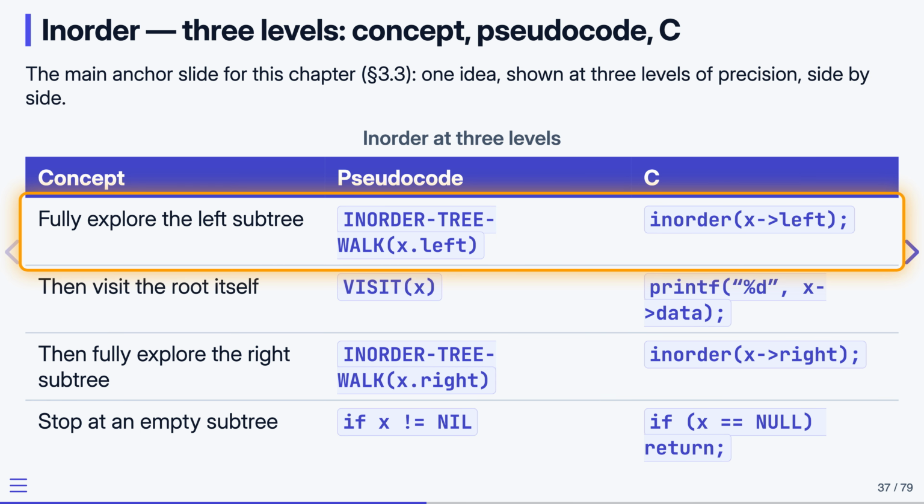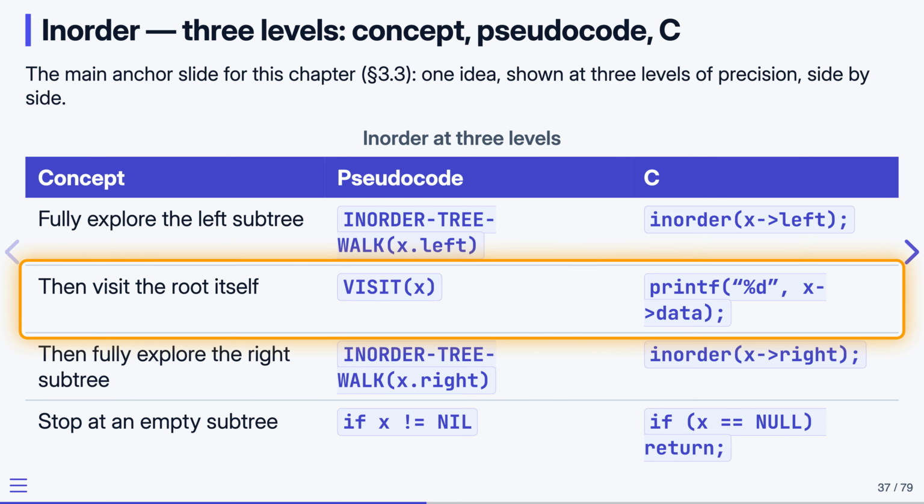This is the main anchor for the chapter. One idea shown at 3 levels of precision, side by side. The first step is fully explore the left subtree. In pseudocode, that is Inorder tree walk on X's left. In C, it is Inorder of X arrow left.